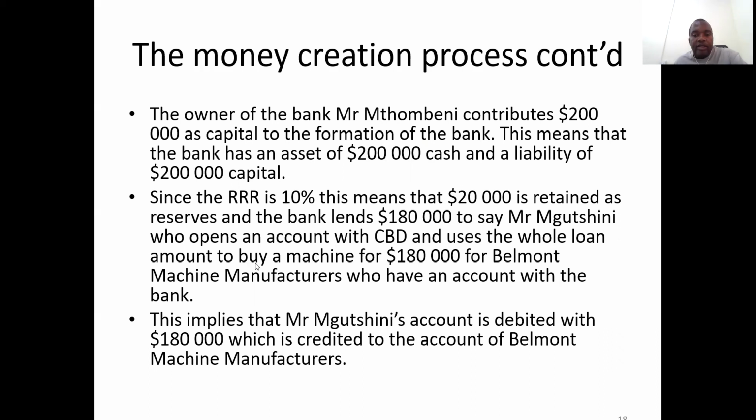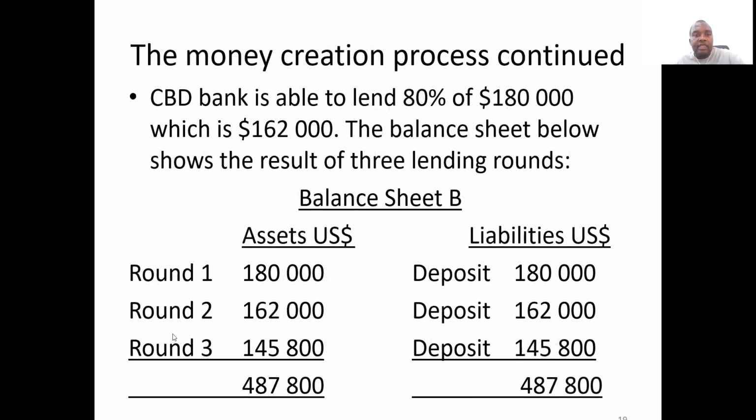And the whole amount may be used to purchase a machine, which costs $180,000, from Belmont machine manufacturers. They have an account with the same bank so that no cash moves out of the system. So this implies that Mr. Mkujini's account is debited with $180,000, which is then credited to the account of Belmont machine manufacturers. So CPD Bank is able to lend 90% of $180,000, which is $162,000, and then add the remainder to the original $20,000, which was kept as reserves because of the reserves requirement ratio of 10%.